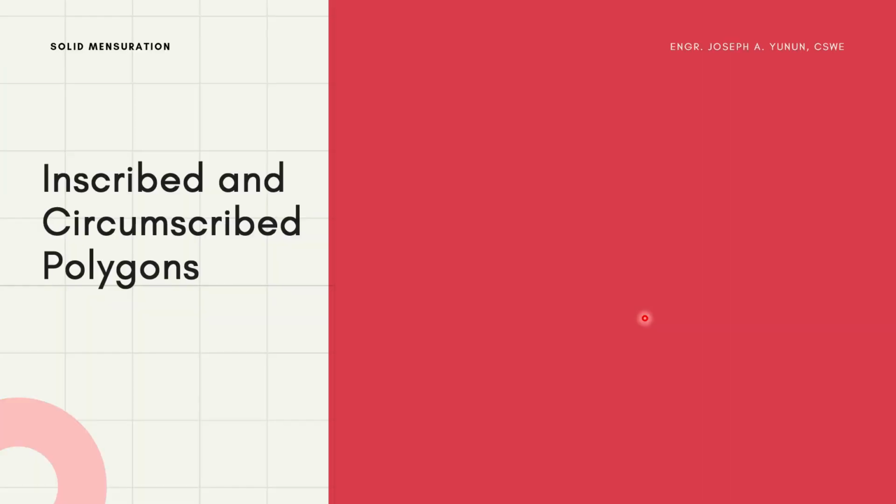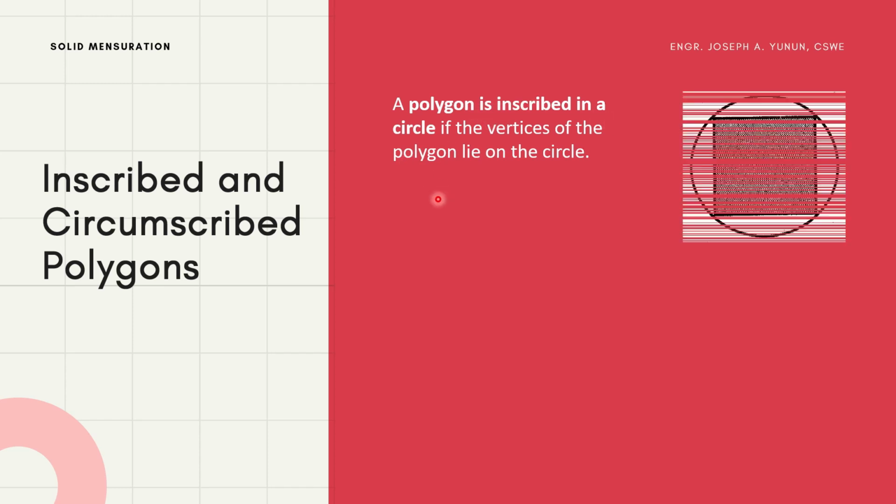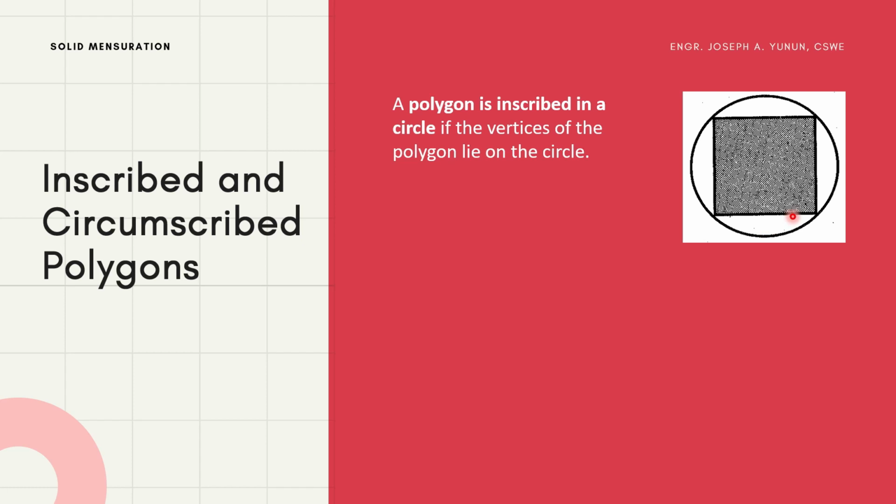So, additional information. Inscribed and circumscribed polygons. You may need to familiarize yourself with those terms, inscribe and circumscribe. A polygon is inscribed in a circle if the vertices of the polygon lie on the circle. So the polygon is inside the circle, where the vertices of the polygon lie on the circle.